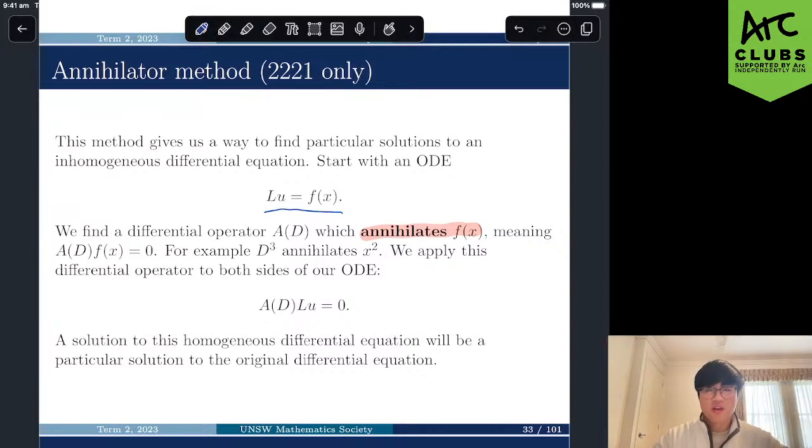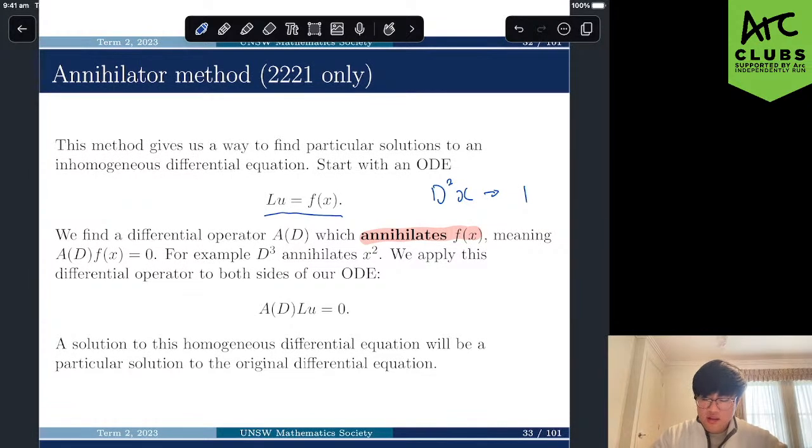A differential operator is, as the name suggests, something that literally differentiates. For example, D of x just gives us 1, so it differentiates x. And if we have D squared x, first we do D of x, which is 1, then D of 1 is 0. So D squared annihilates x. Similarly, D cubed would annihilate x squared.